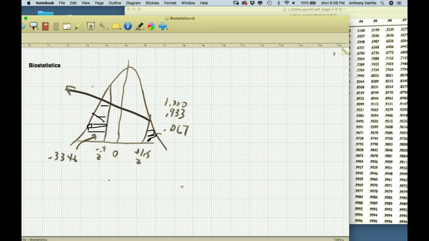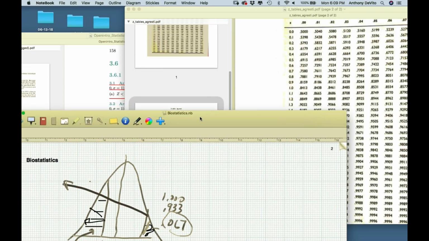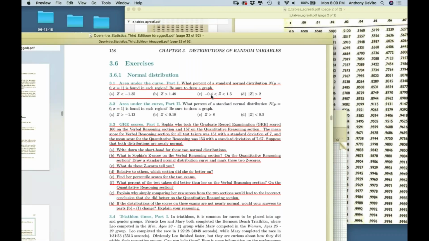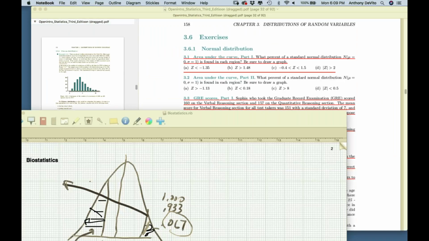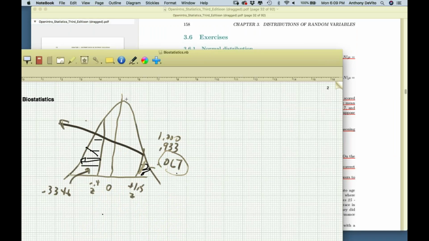Okay, so now this area is going to be 0.067. Actually, you got a little bit ahead of us there because the problem actually asks us for the area that's between negative 0.4 and 1.5. So it's actually looking for the area that's in here. I'm going to draw it with crosshatching this way. It's actually looking for this area in here. So we know from this point down, it's 0.3446. And from this point down, it's 0.933. I'm going to use your number. I'm not going to look it up. There might be a fourth digit there, but I'm not going to worry about that.